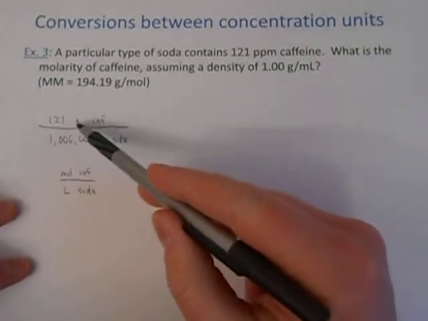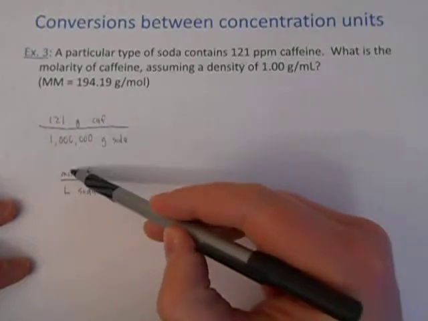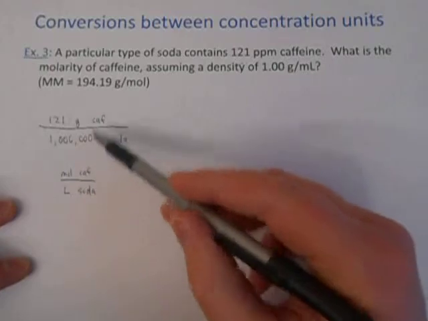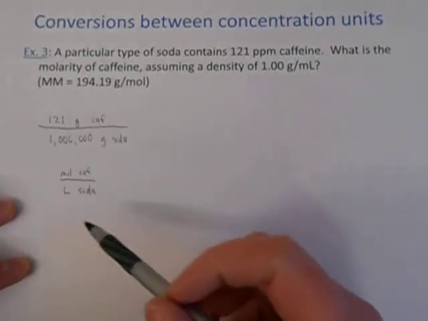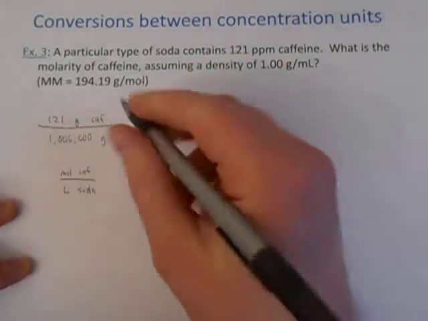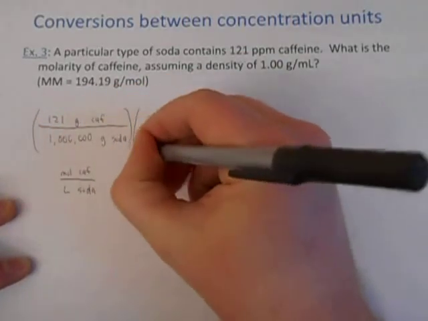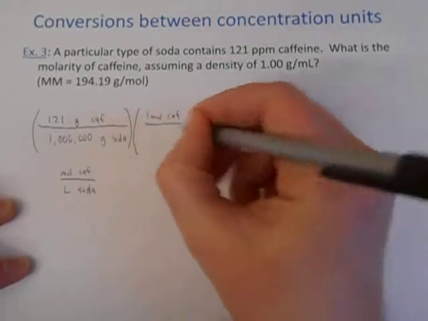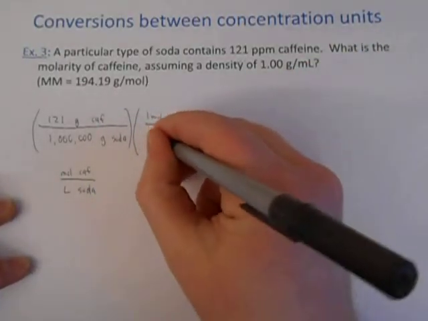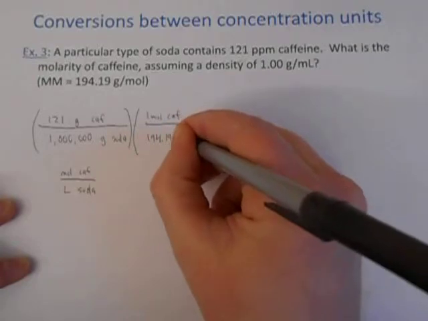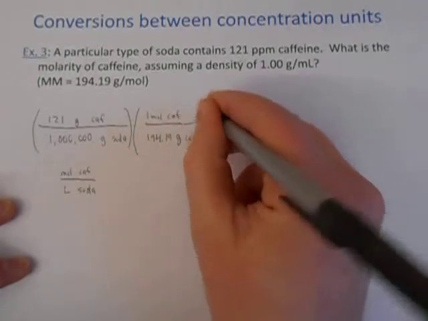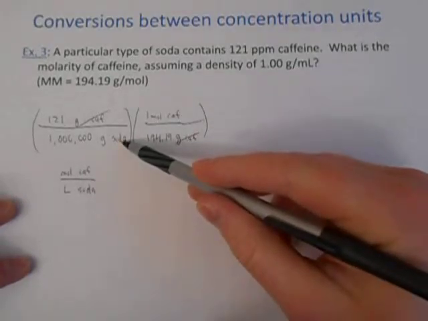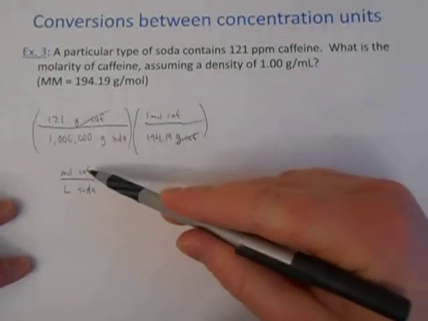So first we have to convert the caffeine from grams to moles. Then we have to convert the soda from grams to liters. So let's focus on the first part, the caffeine. Here we're given the molar mass. So we can take this, multiply 1 mole of caffeine has a mass of 194.19 grams. So now we have moles of caffeine per gram of soda. So we've done that first conversion.